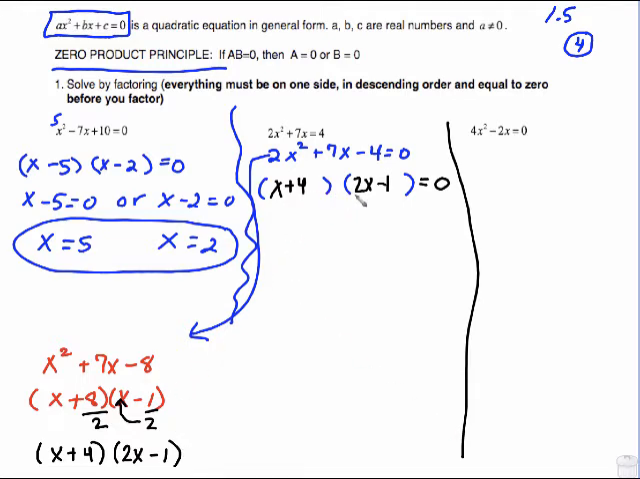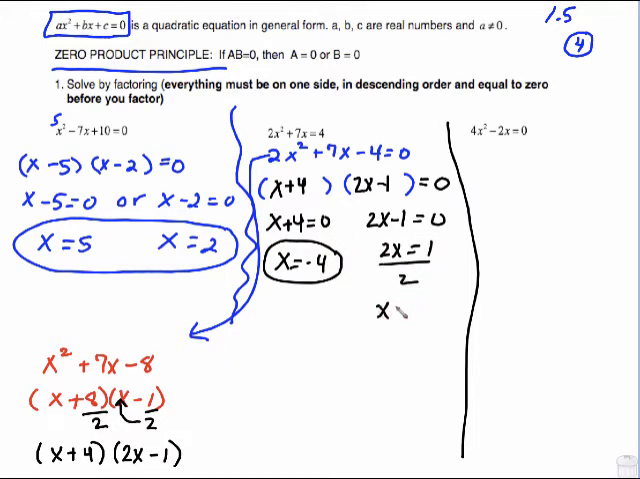Now that we have it factored equal to 0, I can set the first one equal to 0. I can set the second one equal to 0. Subtract 4 from both sides gives me x equals negative 4. Here I need 2 steps: add 1 to both sides, divide by 2, and x is 1/2. And you can plug those in and check them.